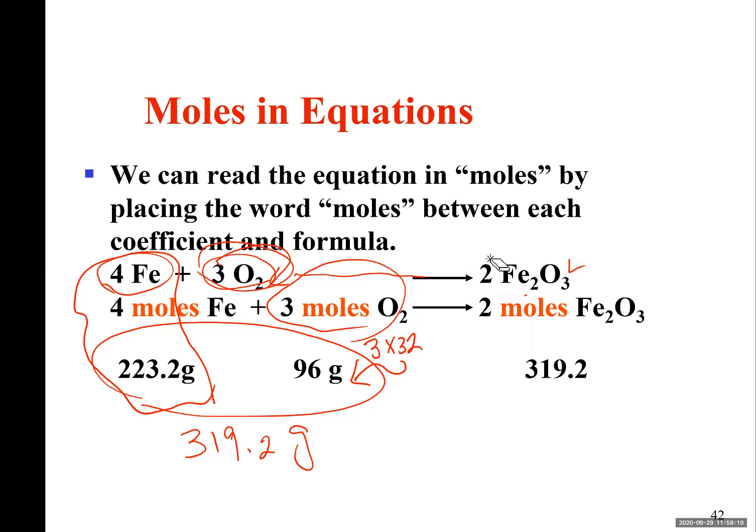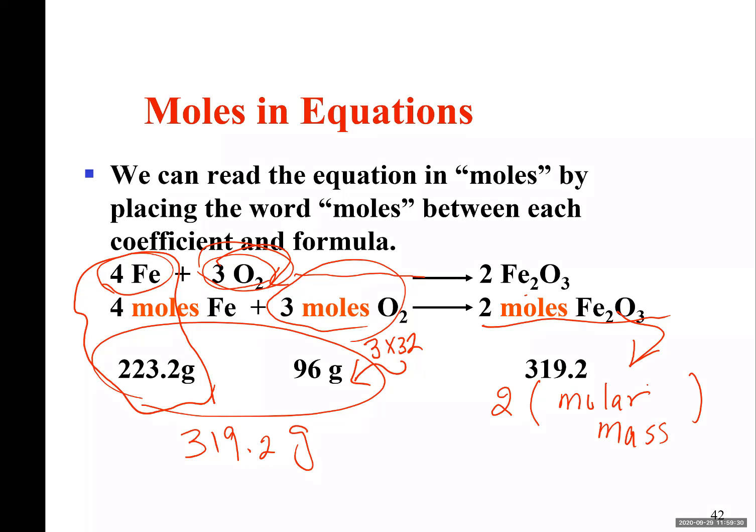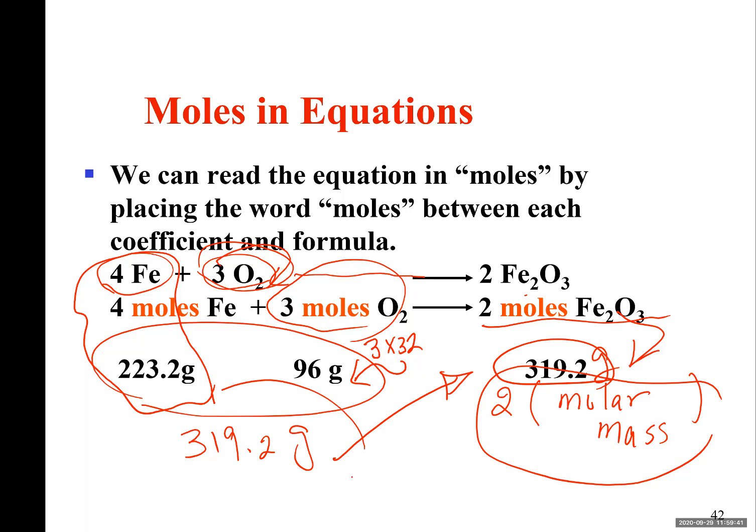And what is the mass of product? 2 moles of Fe2O3. If you multiply 2 by the molar mass of Fe2O3, you should learn how to calculate that. I don't want to go through that. You're going to get a total of 392 grams of product. So do you see the mass of what you start with is equal to the mass of what you end up with? This is a proof of the law of conservation of mass.